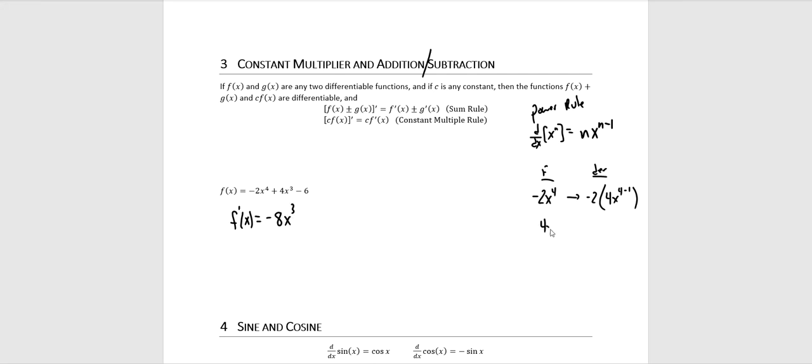From my function, I have 4x cubed. My constant multiple rule says I can leave that 4 alone. The derivative of x cubed, using the power rule, I bring down the 3 and subtract 1 from the exponent. So 4 times 3 is 12 x to the power of 2. A minus 6, that's the function.